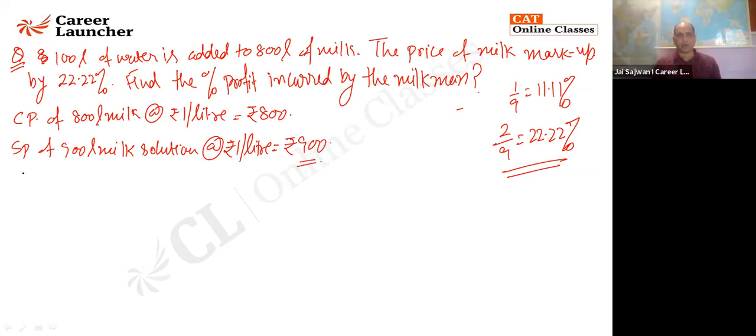Now I'm going to increase the price of this by 2 by 9. So I'll say the selling price of 900 liters of milk solution at the rate of ₹1 plus 2 by 9 of ₹1.